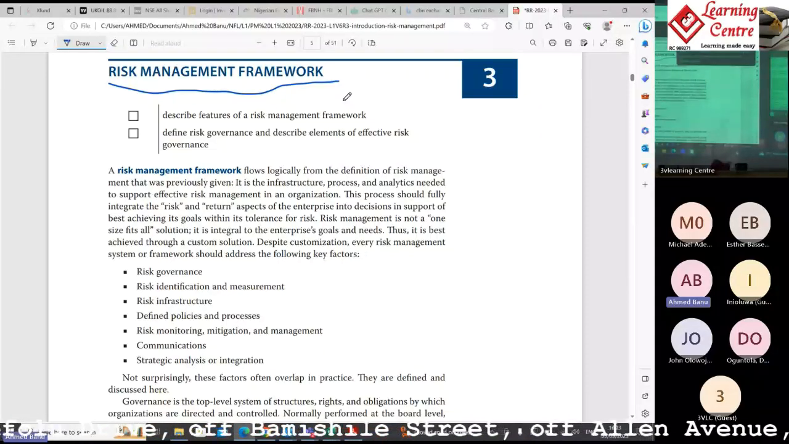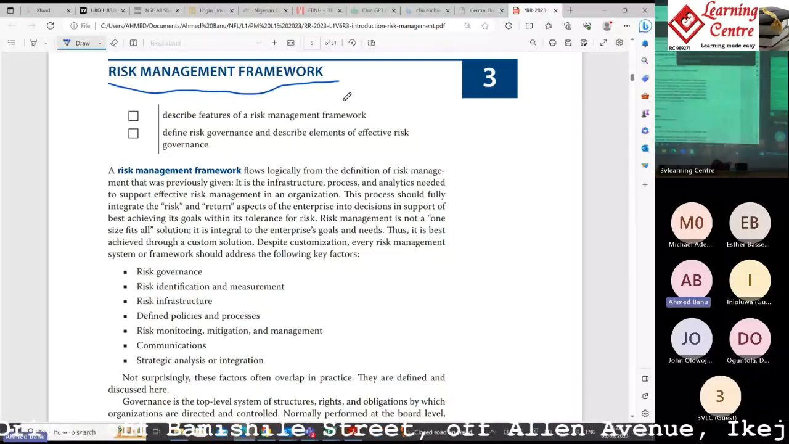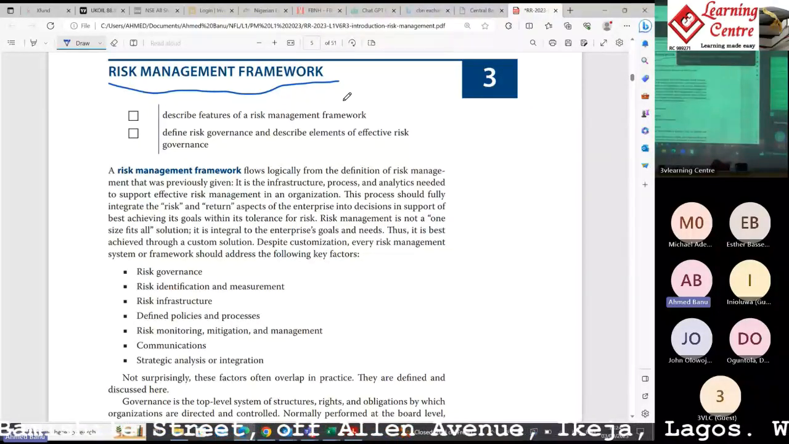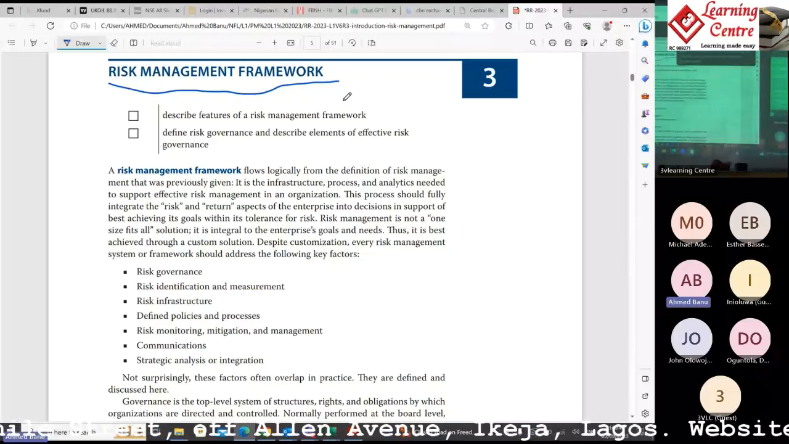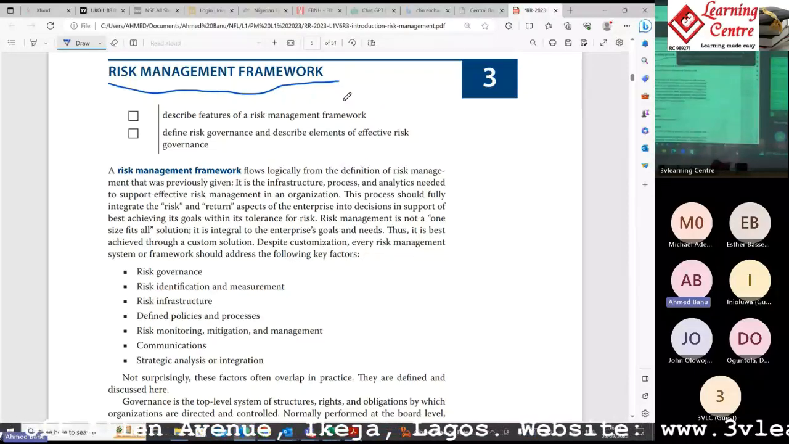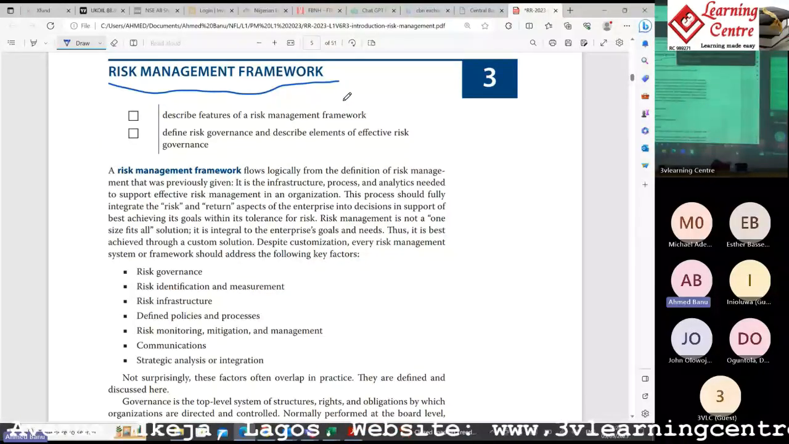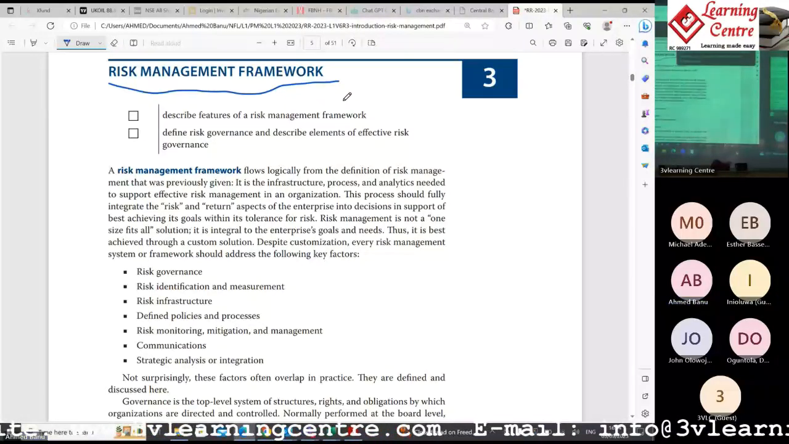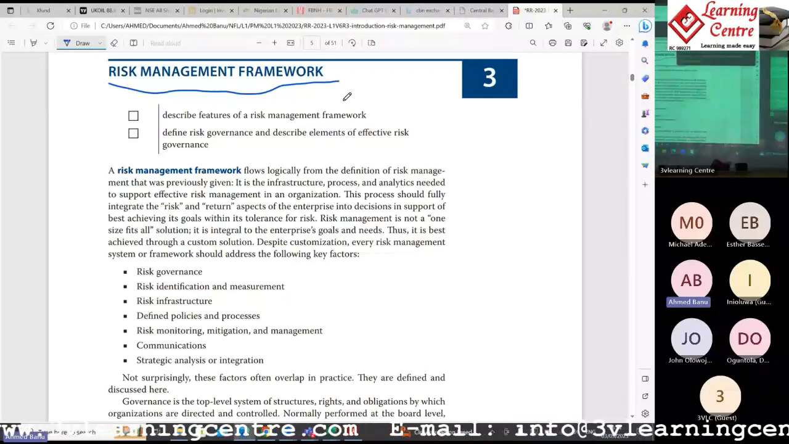And the key elements of this framework are: 1, risk governance; 2, risk identification and measurement; 3, risk infrastructure; 4, define policies and processes; 5, risk monitoring, mitigation and management; 6, communication; 7, strategic analysis and integration. Let's start with the first one. The first one is called risk governance.